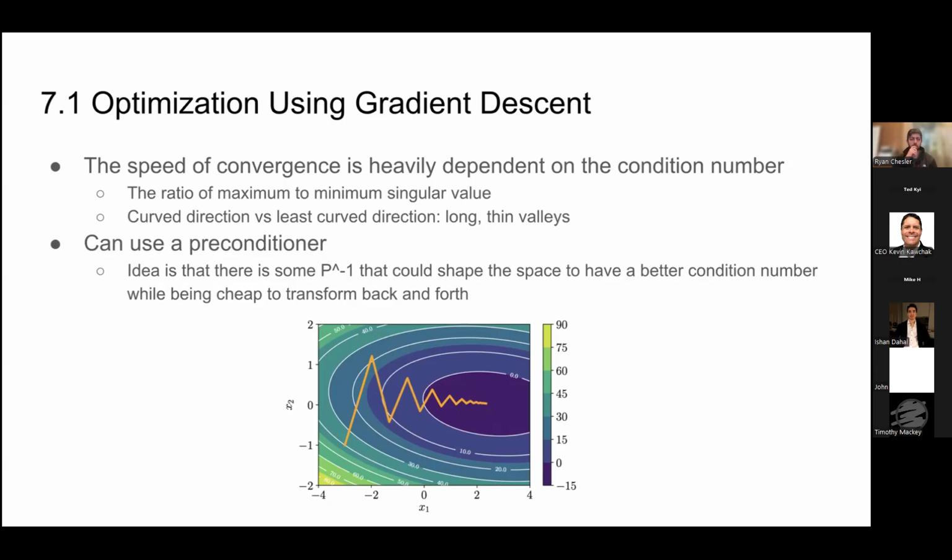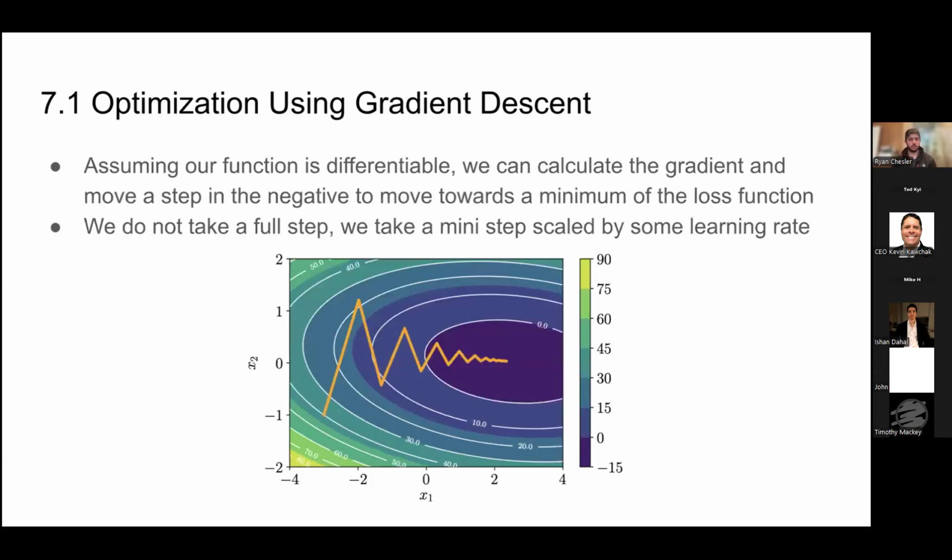Yeah, good point. Can I ask a question on the previous slide? You say that you scale by some learning rate. How in principle would you compute the learning rate? There's certain typical defaults, but that's a parameter that you have to change and find what the optimal is.